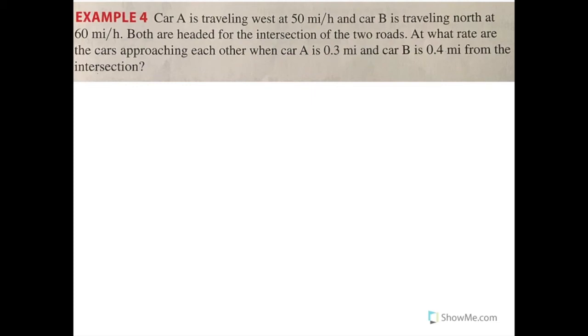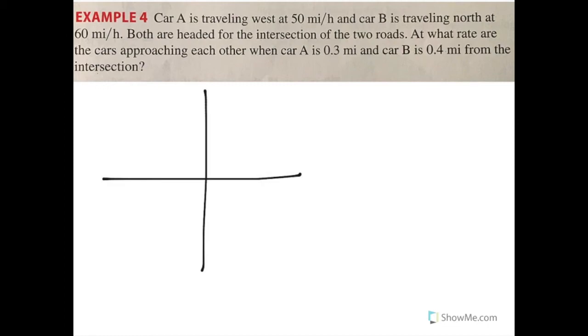This problem says car A is traveling west at 50 miles per hour and car B is traveling north at 60 miles per hour. Both are headed for the intersection of the two roads. At what rate are the cars approaching each other when car A is 0.3 miles and car B is 0.4 miles from the intersection?